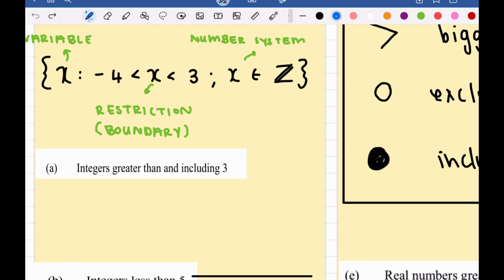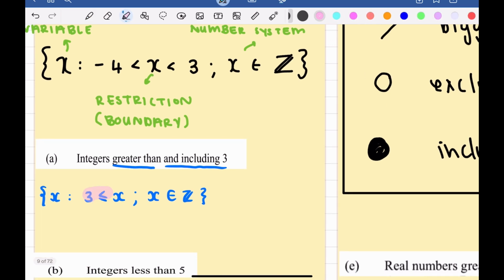So we start off by opening our curly bracket, we choose our variable x such that, and now we're putting our boundary, so greater than and including 3. So 3 is our lower boundary, and it's going to be greater than and equal, so x is greater than or equal to 3 for all x values which are elements of integers. So this Z symbol symbolizes integers. So that is how we will then write it. Okay, so the only things that change each time basically are your restriction and which of the number systems you chose.